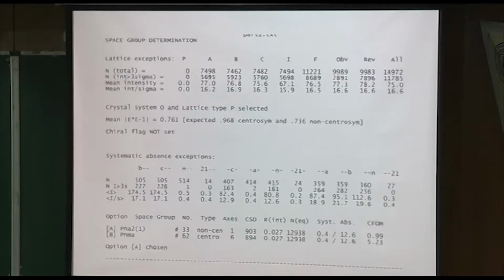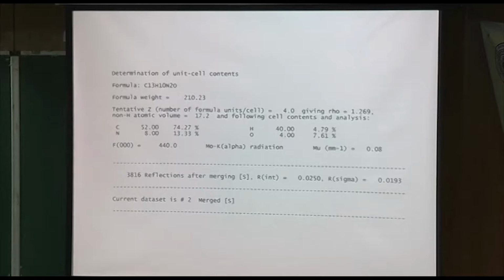Now looking back over here, I happen to know, because I really know the space groups really well, that there's 4 general positions in PNA21. So that means that there's no symmetry incorporated into the molecule, and that it has 4 molecules in the unit cell because there's 4 general positions. This is just an organic molecule, so that's reasonable density for an organic molecule. And the non-H atomic volume, 17.2, is also reasonable. So this is a rough guess at the contents of the structure, and it looks good.